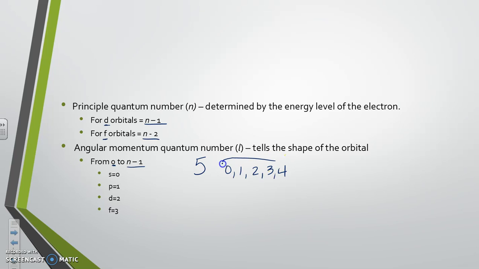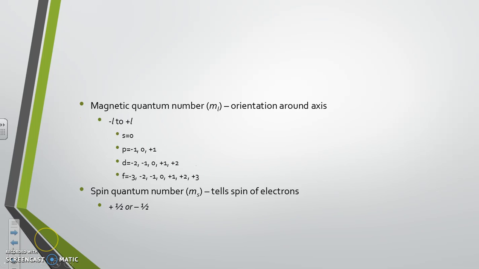But right now we're only talking about the 4 main orbitals, so we'll only use those. For your S sublevel, it can be 0. For your P sublevel, it would be 1. For D sublevel or orbital, it would be 2. And for the F orbital, it would be 3. So anytime it's an S orbital, you put a 0. Anytime it's a P orbital, you put a 1. Anytime it's a D orbital, you put a 2. And anytime it's an F orbital, you put a 3. Pretty easy. Okay, next one.